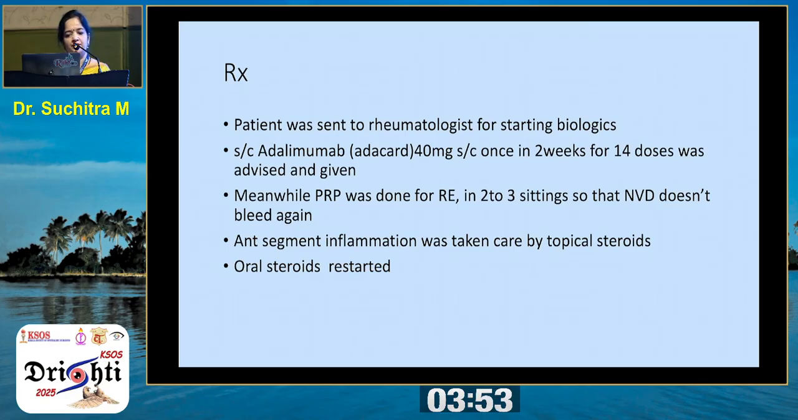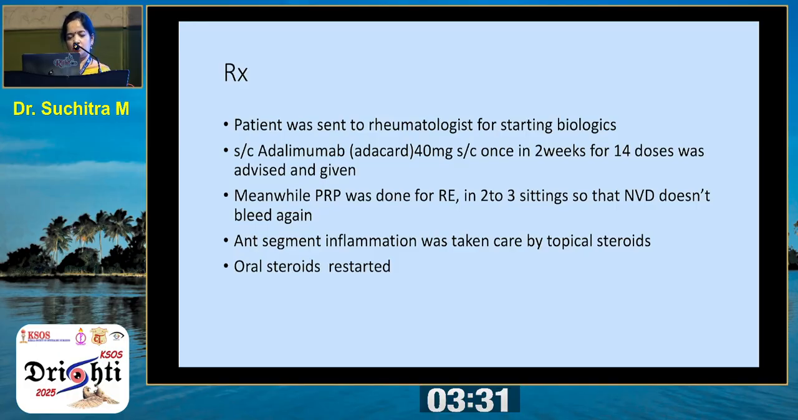The patient was sent to the rheumatologist since she was not responding very well to both the steroids and immunosuppressants. We asked her to start biologics, and he started subcutaneous adalimumab, given once in 2 weeks for 14 doses. Meanwhile, since we were scared of recurrent vitreous hemorrhage, we did PRP in 2 to 3 sittings.